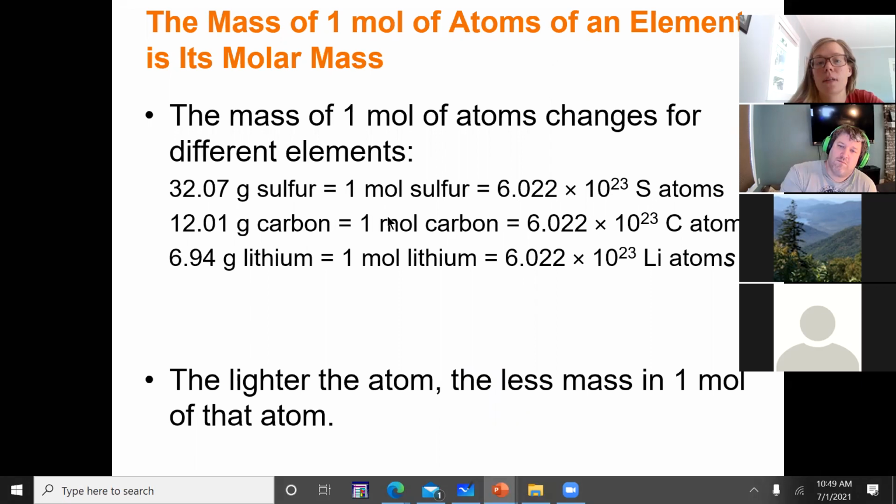So all of these things are 1 mole, 1 mole of sulfur, 1 mole of carbon, 1 mole of lithium. They all contain 6.022 times 10 to the 23rd atoms of those individual things, but they all have different masses. Why? Well, because sulfur is a way bigger atom than carbon is, and carbon is a bigger atom than lithium is. Lithium's a tiny atom, so we wouldn't expect it to have a lot of mass for the same amount. The lighter the atom, the less the mass is in every 1 mole. What is the lightest molar mass on the periodic chart? Hydrogen. Hydrogen has a molar mass of 1.01 grams in every 1 mole, much lighter than the other ones.